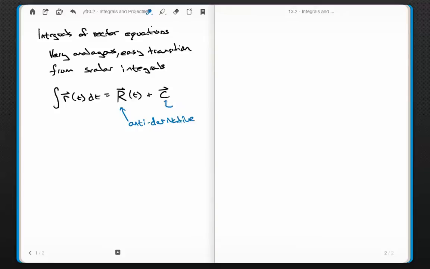And this is important. This is a vector, right? It's not just a constant, right? Because we have to add something in terms of i, j, and k in our regular coordinate system. And so this would be the indefinite integral.